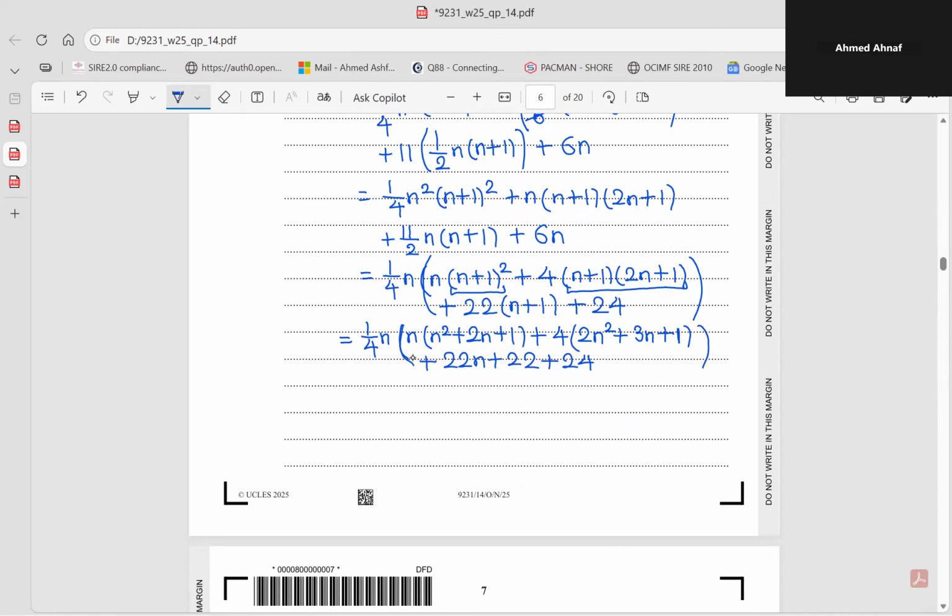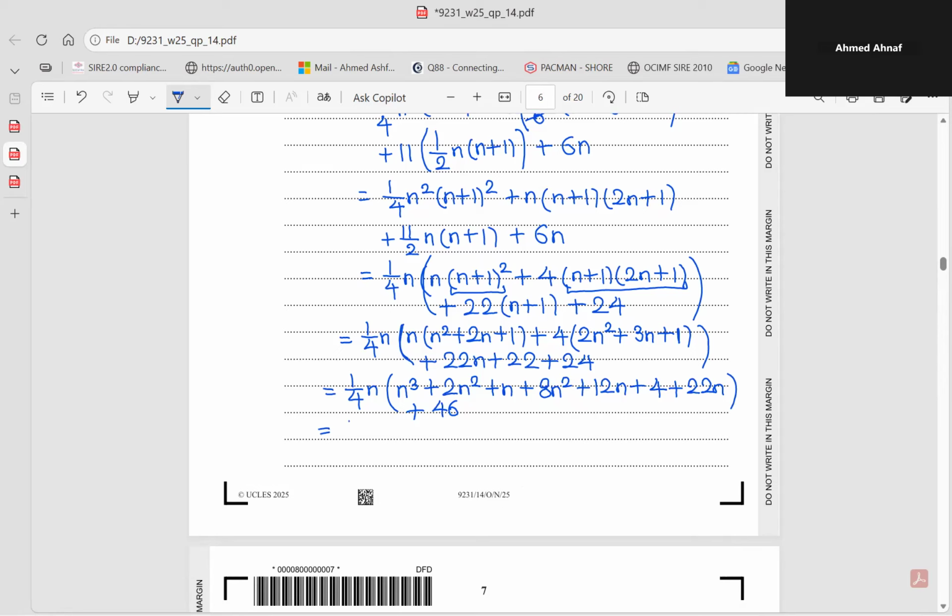Okay, now let's do this again one more time. So this one's just n cubed plus 2n squared plus n. 4 times 2n squared, that's 8n squared. Then 4 times 3n, that's 12n. 4 times 1, that's 4, plus 22n plus 22 plus 24. Yeah, 46.